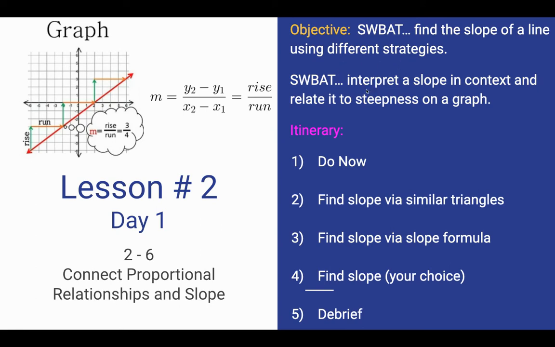And moving forward, we're going to interpret the slope in context. And we're going to see the bigger the number, the steeper the line. This one I think we need a little more time on, but we should all be a little bit better in finding the slope of a line using different strategies. The rise over run, the slope formula.